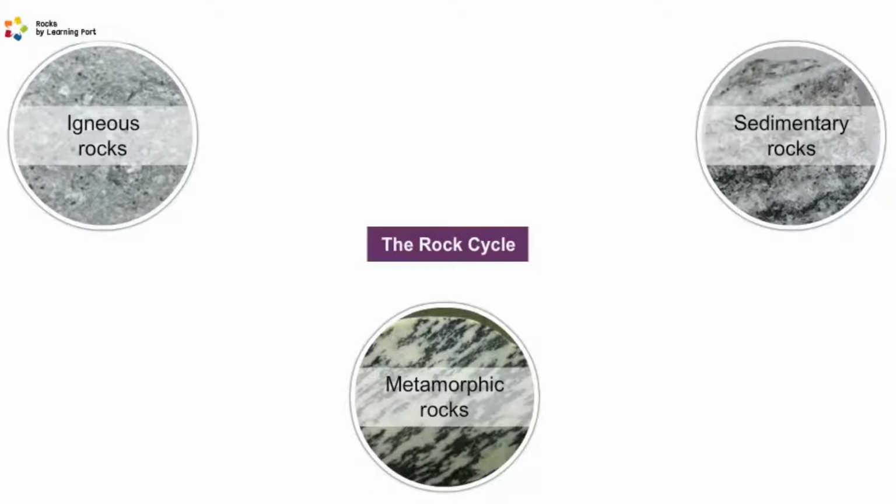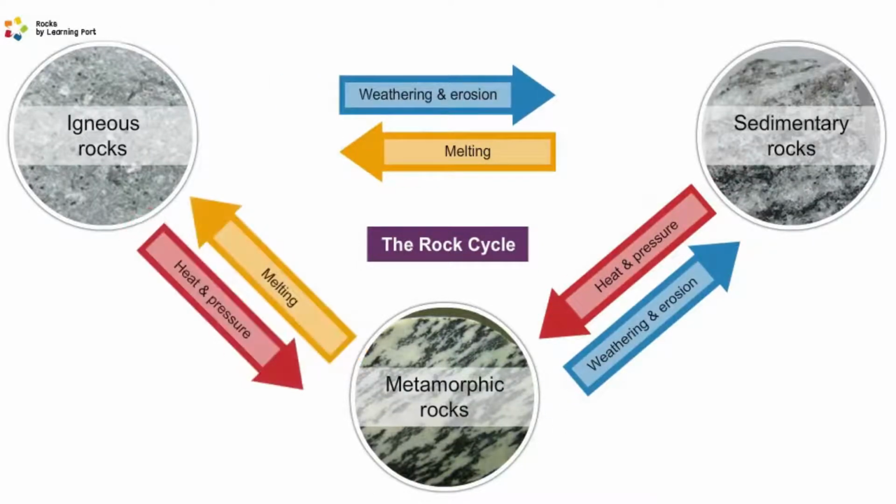Rocks continually change from one type to another. These changes can be shown in the rock cycle. There are different processes involved in the rock cycle: weathering and erosion, melting, and heat and pressure.